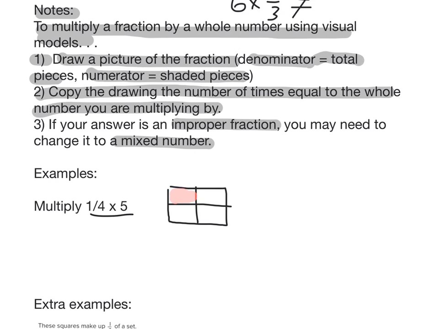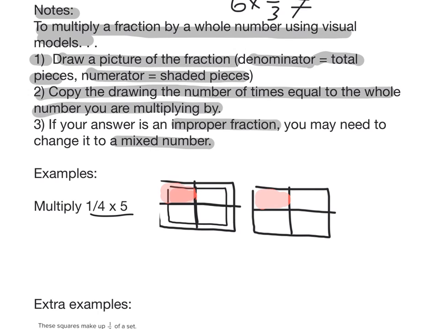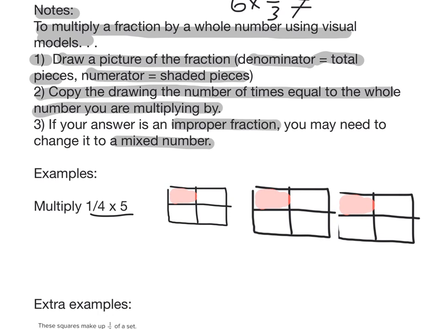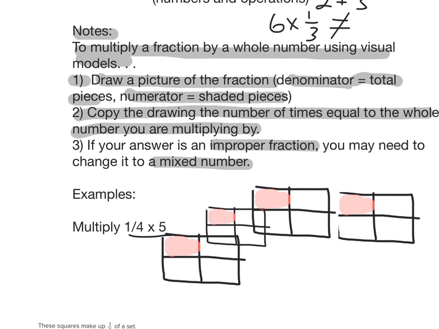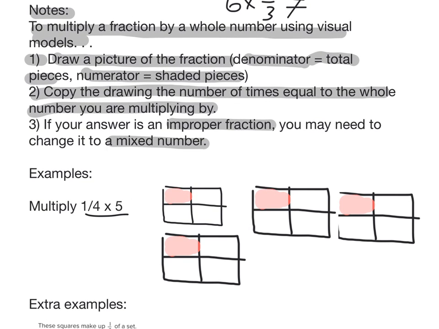So I'm going to copy the drawing the number of times equal to the whole number, and the whole number is 5. So, let's see if I can do this. There's one more. There's 2 more, 3 more, so there's 5. So I have to have it copied 5 times.